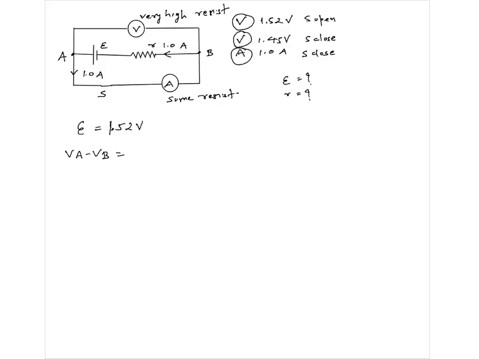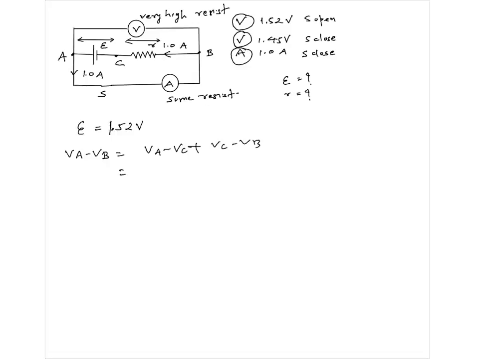Or let me use this language: potential difference across A and B is the potential difference across this plus the potential difference across that, right? So if we call the middle point C, then it would be VA minus VC plus VC minus VB.